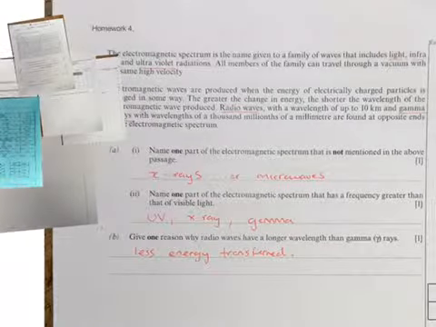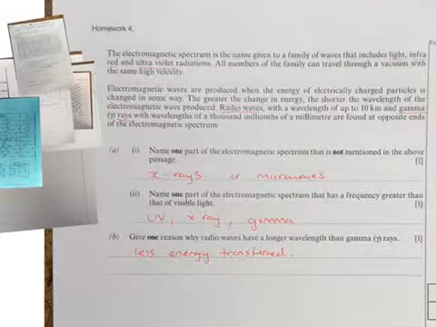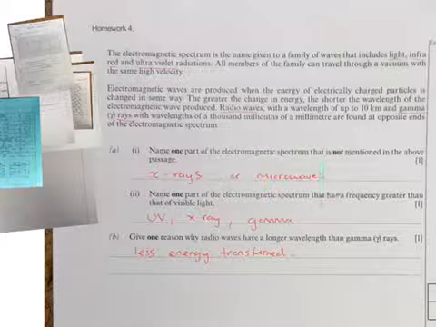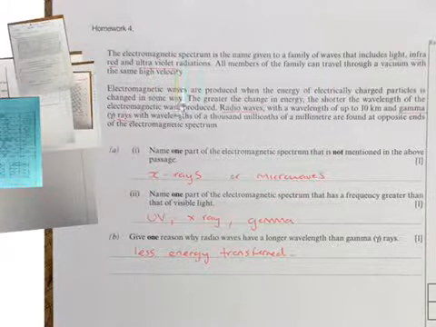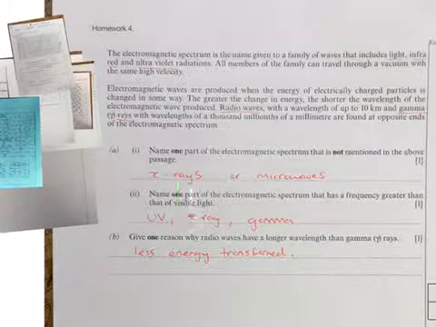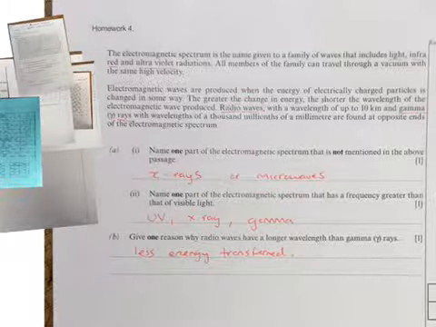Next question. The electromagnetic spectrum is the name given to a family of waves. It includes light, infrared, and ultraviolet. All members of the family can travel through a vacuum. Okay, I'm just going to skip to the question. Name one part of the electromagnetic spectrum that is not mentioned. Okay, so I need to go back up and read. Well, it says light, infrared, ultraviolet, radio waves, gamma rays. So it's either X-rays or microwaves that are not being mentioned.